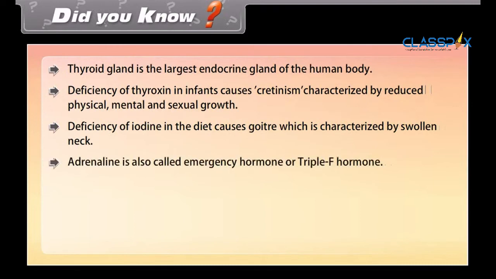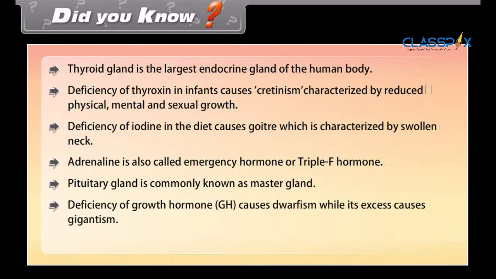Adrenaline is also called emergency hormone or triple F hormone. Pituitary gland is commonly known as master gland. Deficiency of growth hormone GH causes dwarfism while its excess causes gigantism. Deficiency of insulin causes diabetes.